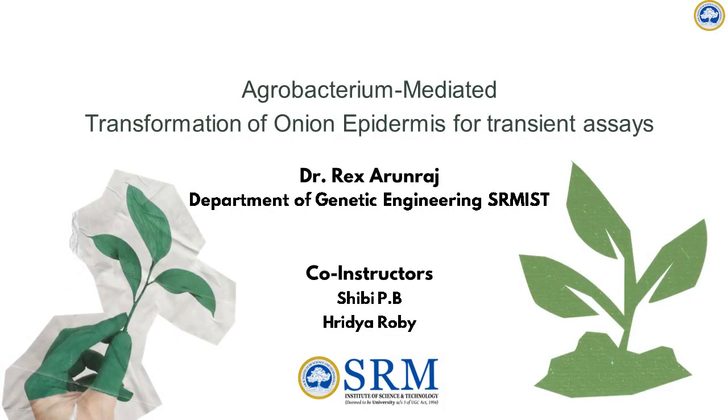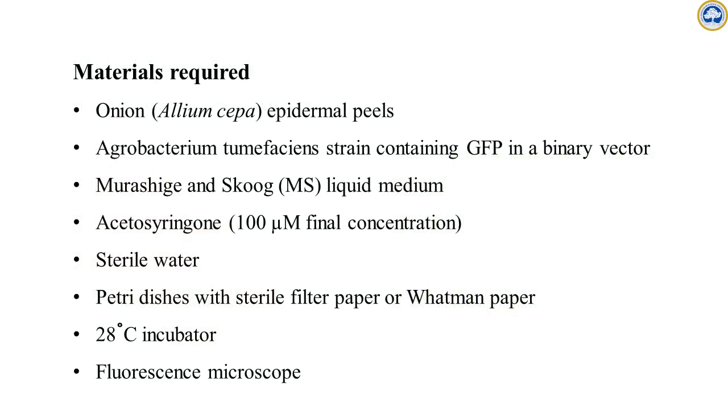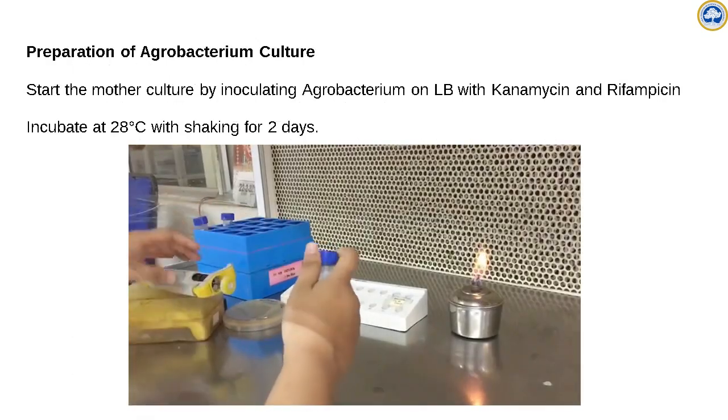Welcome to agrobacterium-mediated transformation of onion epidermis for transient assays. This particular method transiently expresses GFP in onion epidermal cells using agrobacterium. This study can be used to analyze the expression of genes or promoters in a transient analysis. The materials required are agrobacterium, which harbors the GFP fused with your gene of interest, or a promoter.